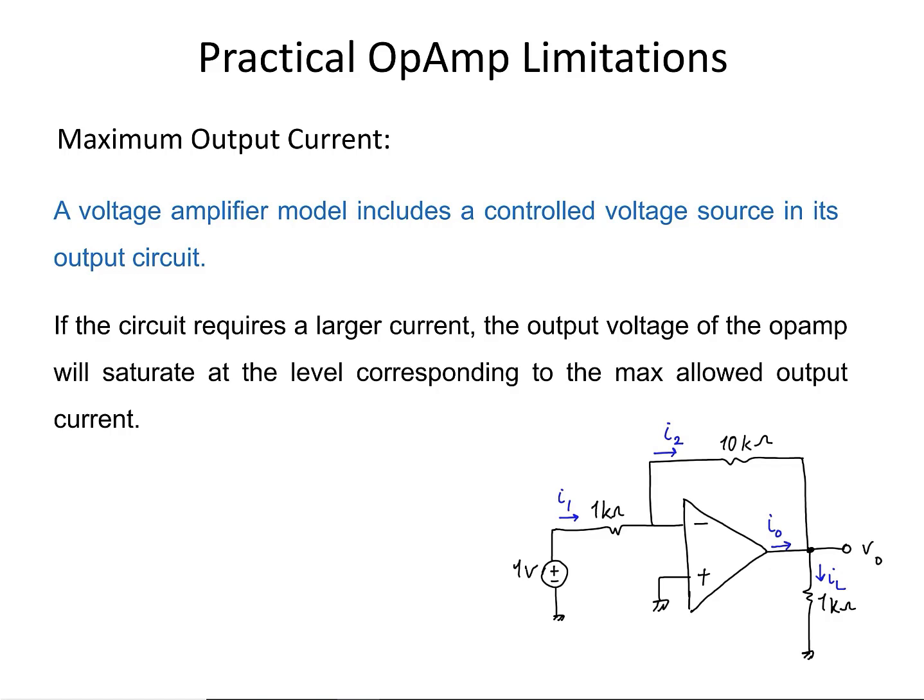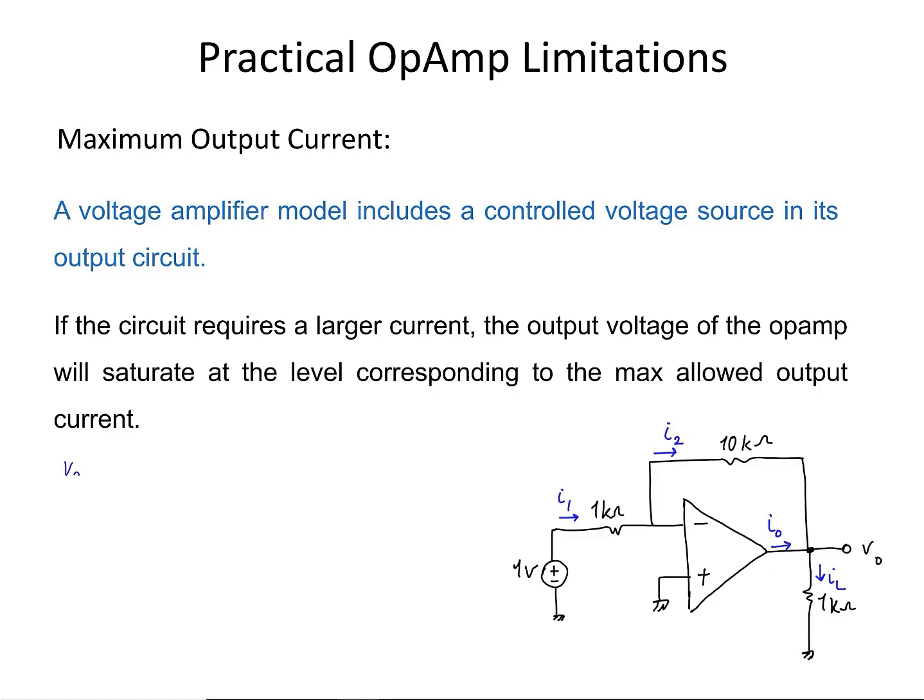But in practical circuits, there is a limitation on how much current you can draw from an op-amp circuit. So if the circuit requires a larger current, the output voltage of the op-amp will saturate at the level corresponding to the maximum output current. Let's take a look at this example circuit that I provided here. This is an op-amp circuit in the inverting amplifier configuration.